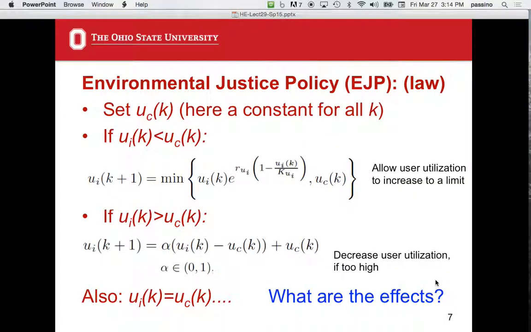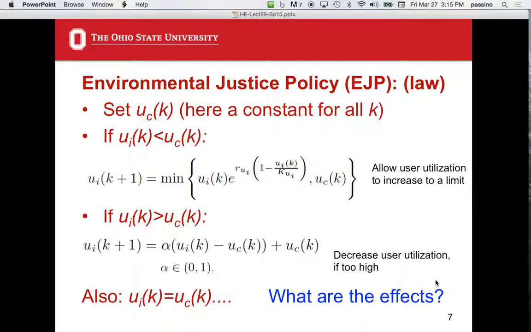Okay. So remember we did this. We did environmental justice policy. And I'm going to talk through the mathematics to remind you a little bit, but I'm also going to try to highlight a few things. So we said that there was some constant utilization. This is a hypothetical one, and we said it depended on K. But remember, in Chapter 2, we made it a constant. We didn't make it depend on K. It was constant for all K. We're going to change that now. So if the utilization is less than U_C, what do we do here?